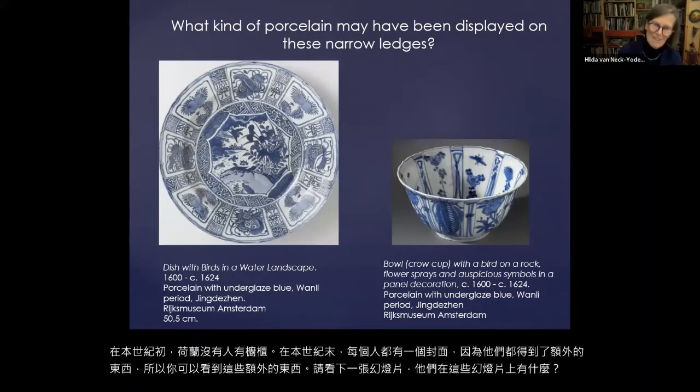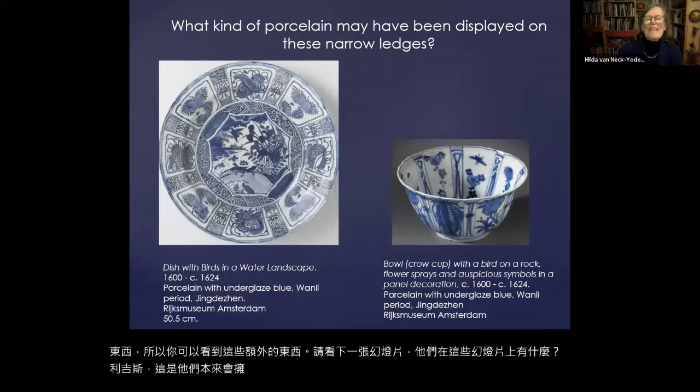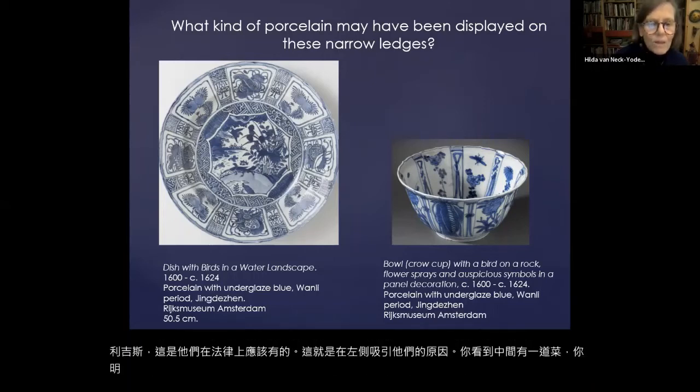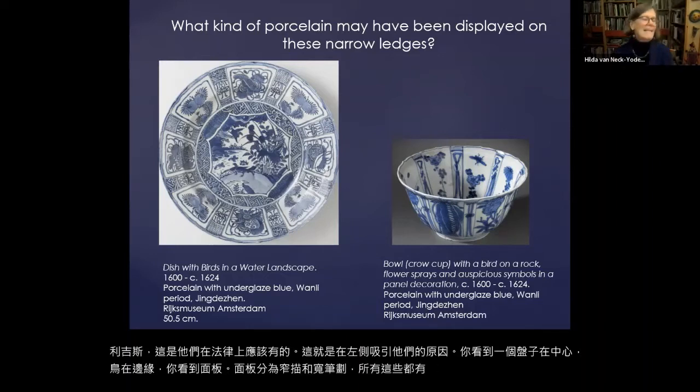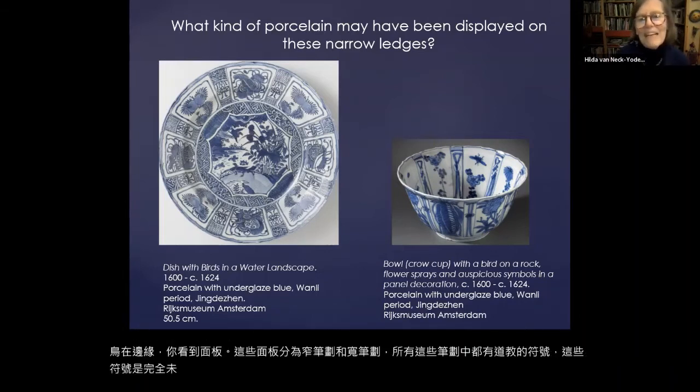This is what they would have had on the ledges. This is what would have enthralled them. On the left side, you see a dish. In the center, you see birds. Around the rim, you see panels. The panels are divided in narrow and broad strokes. And all of that has Taoist symbols that are totally unknown to the Dutch. They would have just thought they were very exotic and interesting and new and strange.